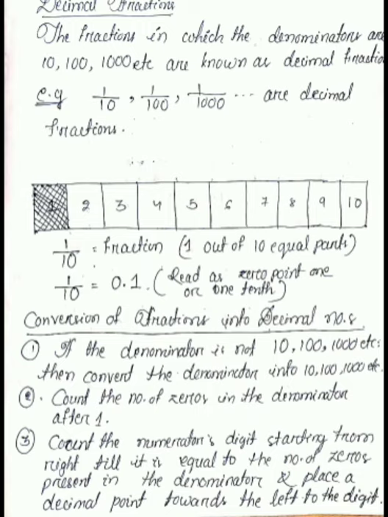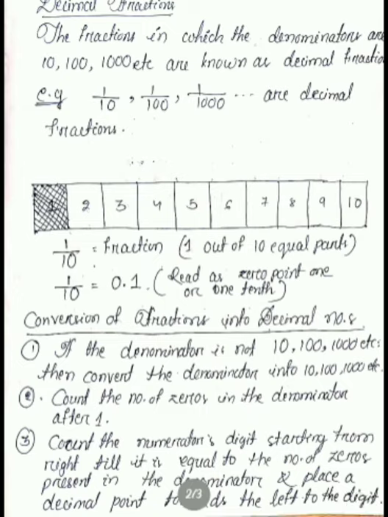So students, 1 by 10 we have written as a fraction, but how can you write it as a decimal? You have to write 1 by 10 is equal to 0.1. You have to read it as 0.1. So students, 1 by 10, Miss has written 0.1. How does it become this? How do you have to write all the decimal numbers? So this is the conversion of fractions into decimal numbers.